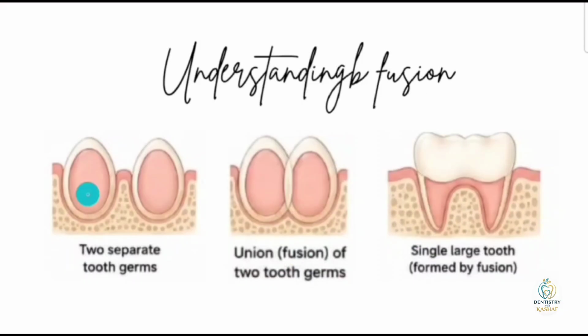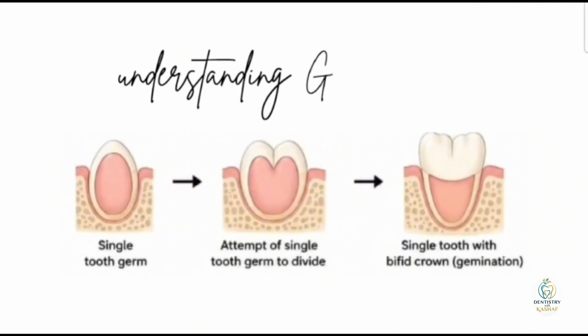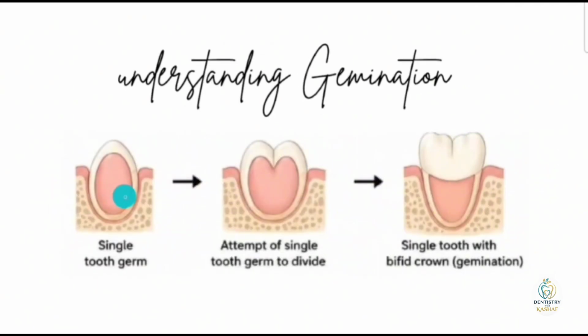Understanding fusion. You can appreciate two separate tooth germs that fuse and give you a large tooth which is formed by fusion. Now understanding gemination. Here is a single tooth germ. It is attempting to divide into two bifid crowns.